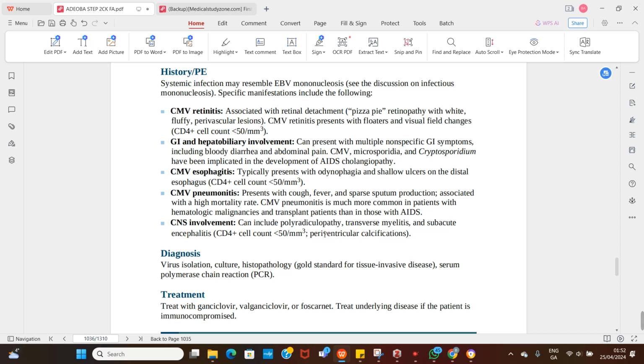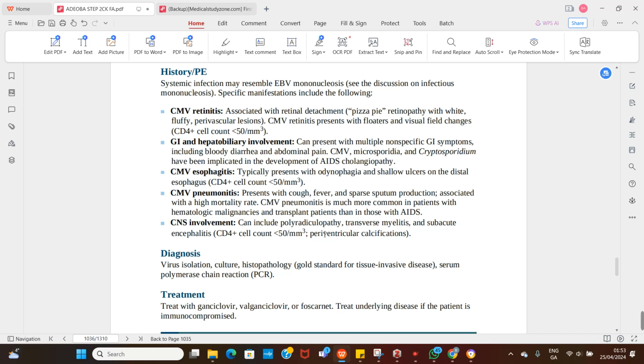Think about CMV colitis. They can also affect the liver and the biliary tree because they can cause cholangitis, right? So it's very common with people with AIDS because they can have this cholangitis from CMV, from some of those infections like microsporidia and cryptosporidium. So cryptosporidium, microsporidium, CMV, they can cause AIDS cholangiopathy, which is characterized by abdominal pain, they can have jaundice, nausea, vomiting, and right upper quadrant abdominal pain majorly.